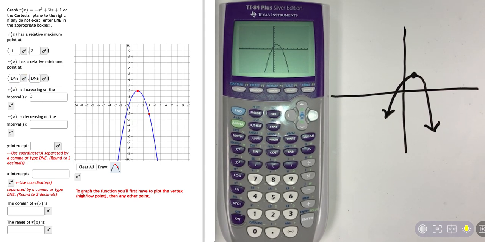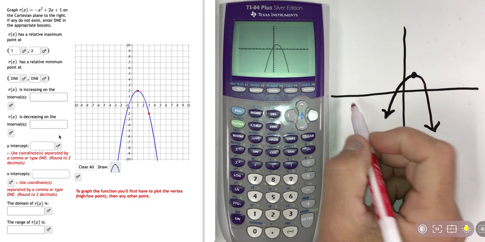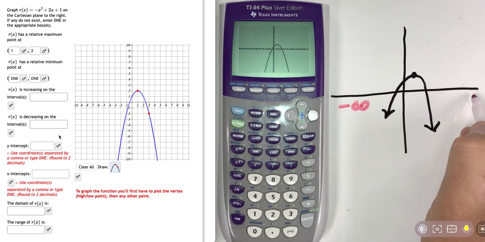All right, next. When is this graph increasing? We start checking out when graphs increase or decrease, starting from the left, and then moving over to the right.